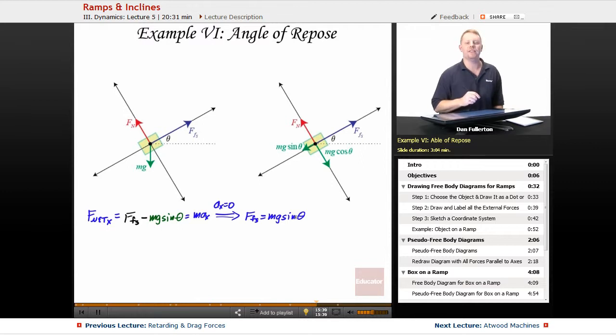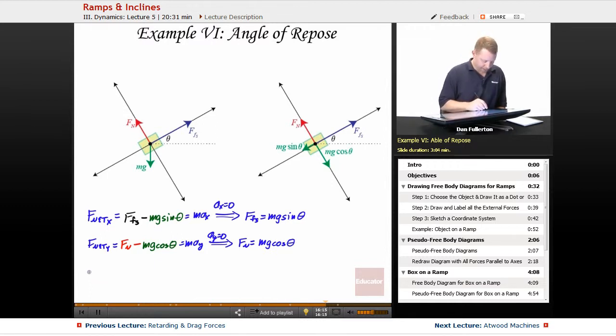Let's do the same basic analysis in the y direction. The net force in the y direction is going to be our normal force minus mg cos theta, and all of that equals may, but ay is going to equal 0. The box isn't going to spontaneously fly up off the ramp or go through it. Therefore, we can write that the normal force is equal to mg cos theta.